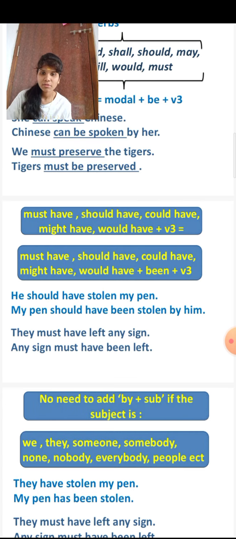So let us see examples on the topic of modals. He should have stolen my pen. We already have the rule: he should have, and V3 is also there. For that what do you have to add? The been form. My pen, the object, will become the subject, and he will become him. So that is, my pen should have been stolen by him. They must have left any sign. Any sign must have been left. So these are the examples on modal forms.